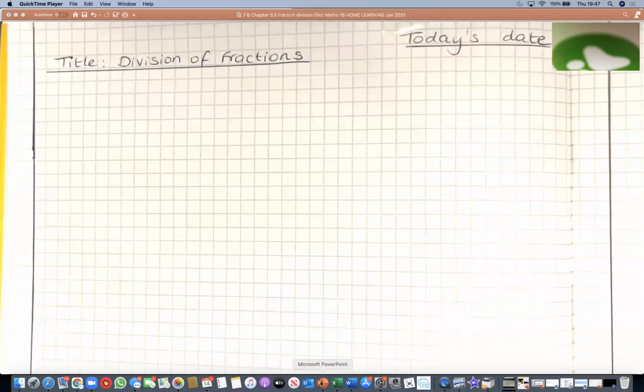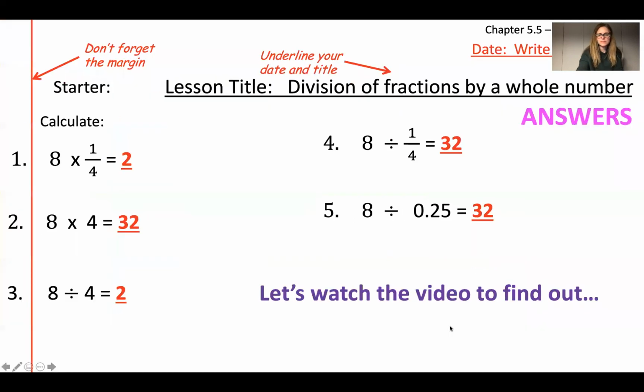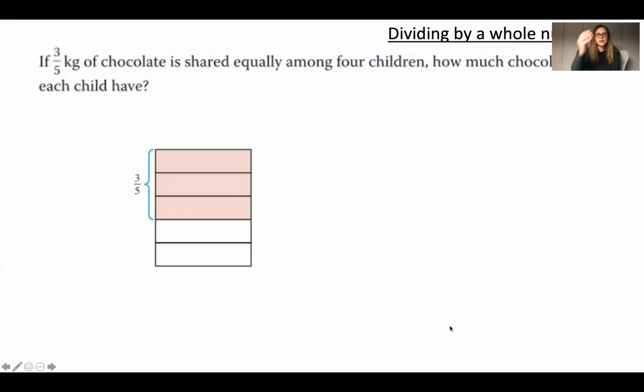Okay, let's go back to the PowerPoint. Let's see where we're at. Right, something's gone wrong here. Hold on. There we go. Right, so dividing by a whole number.